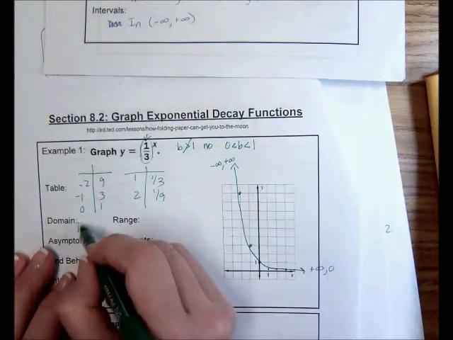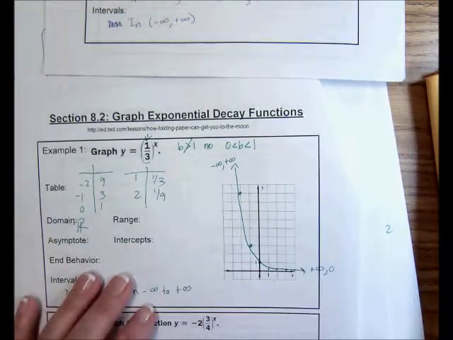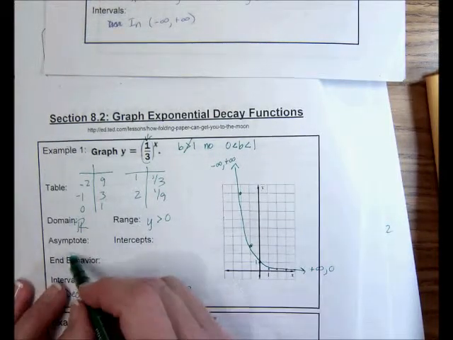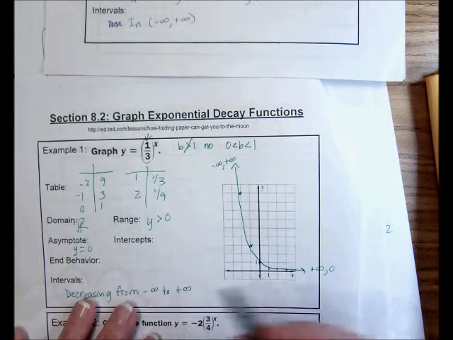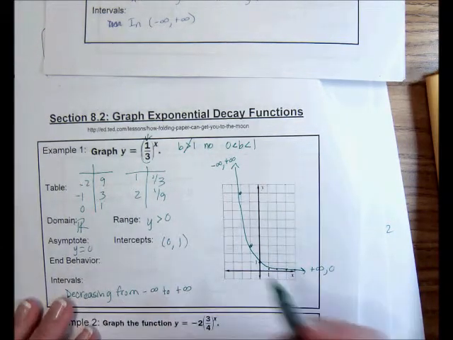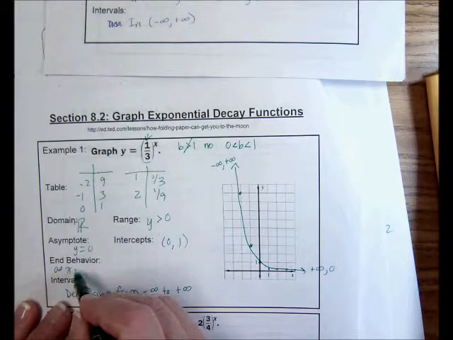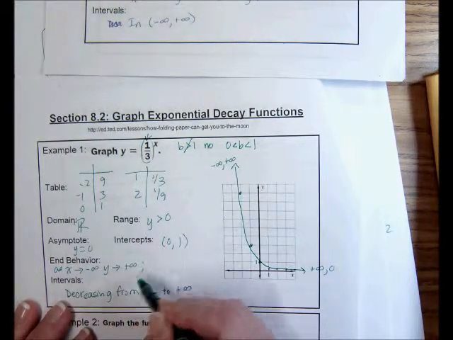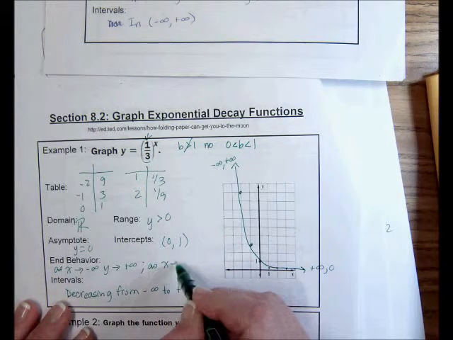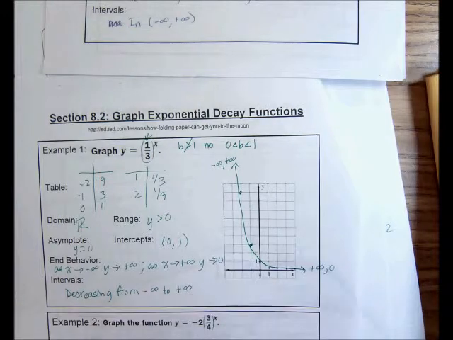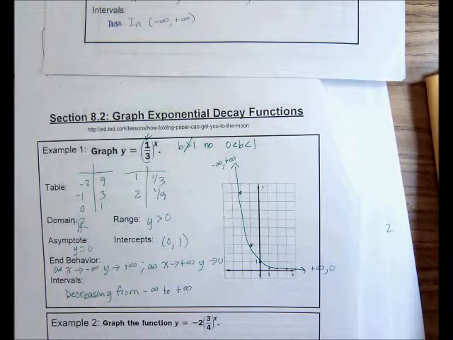So domain, again, I have a graph for all x values. Range is y is greater than 0. Asymptote, y is equal to 0. Intercept is going to be at (0, 1). End behavior, as x approaches -infinity, y approaches +infinity, and as x approaches +infinity, y is going to approach 0. So that gives you a little idea.